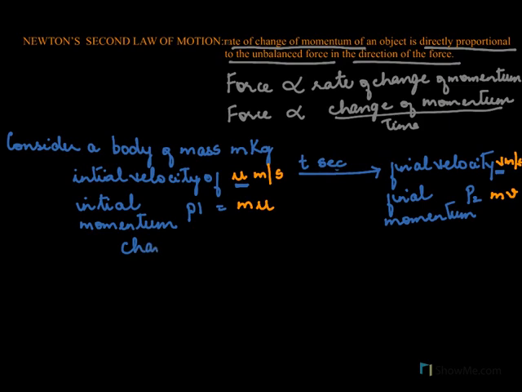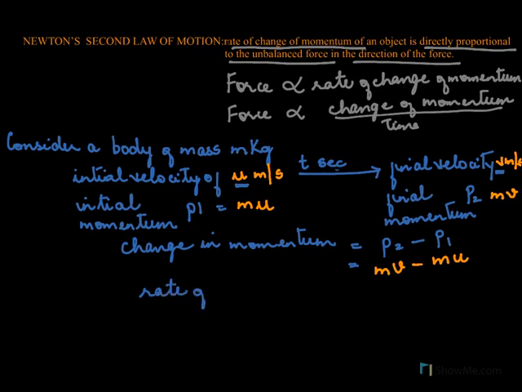Now the change in momentum will be P2 minus P1, because P2 is the final momentum and P1 is the initial momentum. It is mv minus mu. That will be the change in momentum. After finding the change in momentum, let us find the rate of change in momentum.